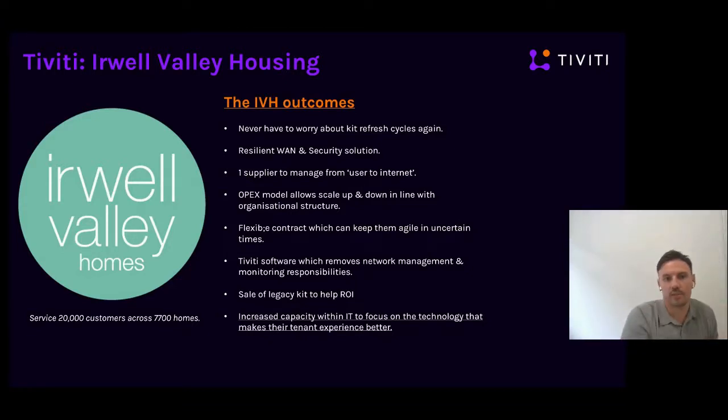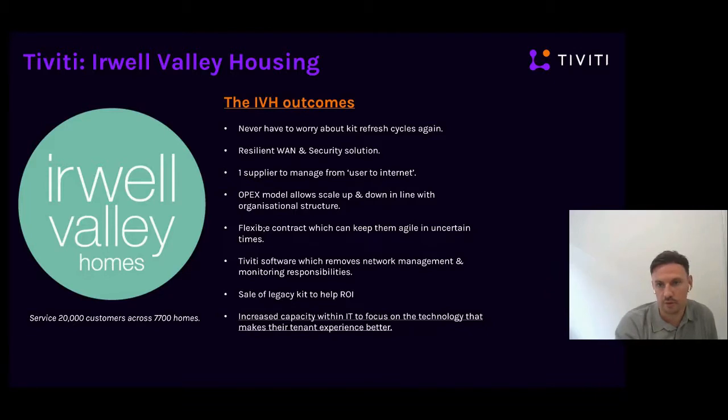And then we talked about the sale of legacy kit, which helps those internal procurement and ROI discussions by getting the balance sheet value of that equipment back as part of the deployment. It just meant that it made the move to CaaS and Tivity a little bit easier.